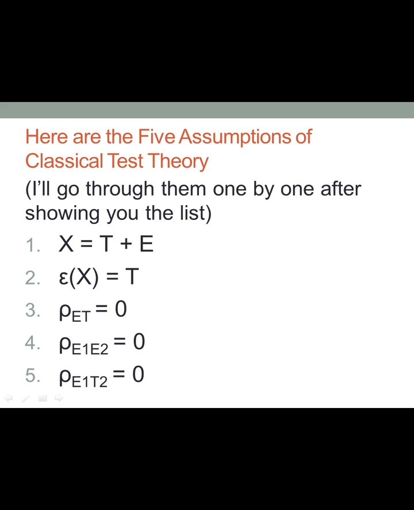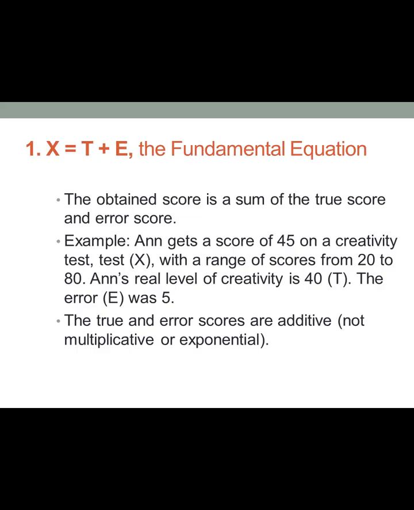Let's look at that first one, X equals T plus E. I consider this the fundamental equation of classical test theory. What it says is that the obtained score X is a sum of the true score T and the error score E. So for example, let's say that Anne gets a score of 45 on a test of creativity, which we'll call test X. And let's say that test X further has a range of scores from 20 to 80. That's not in the equation, but we'll just say that for the sake of this example.